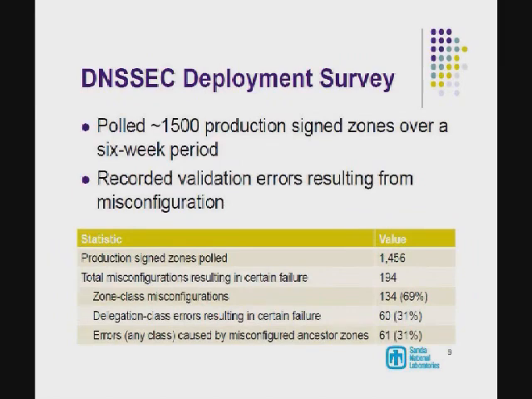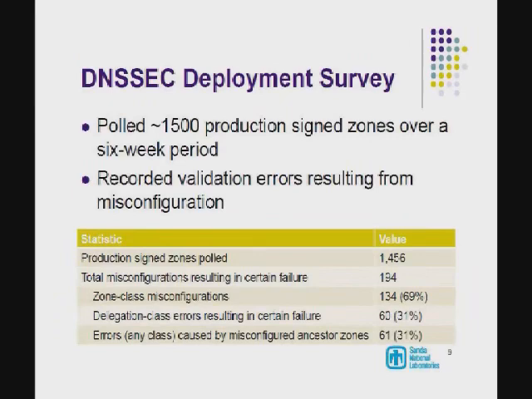with about 1,500 zones that I considered production signed, and what I mean by that is that they had a chain, or a would-be chain if it was broken, extending from that zone to either ISC's DLV service or the root zone after the signing of the root zone in July. And what we found was out of this subset of zones that we analyzed, we had about 194 misconfigurations that resulted in certain failure, meaning the failure potential was 1.